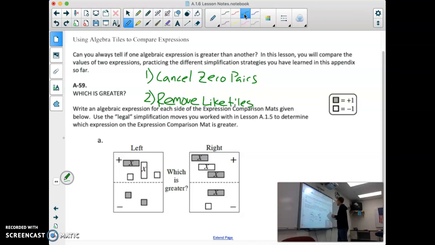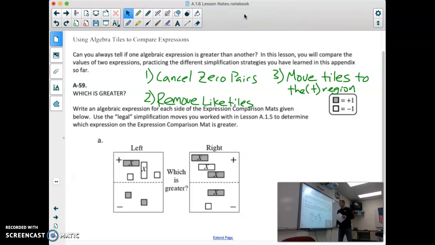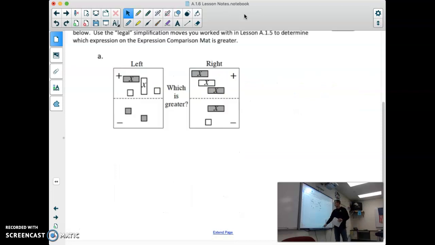And then the last thing was we could move tiles to the positive region on our mats. We can see what's going to cancel, what's not going to cancel a little easier. And remembering that we have to switch our values, we do number 3, moving tiles to the positive region. So let's start by doing A together.